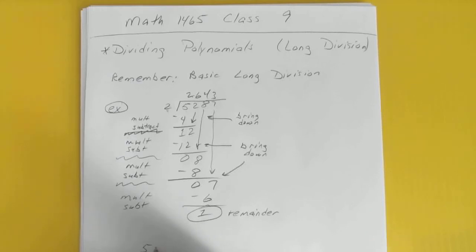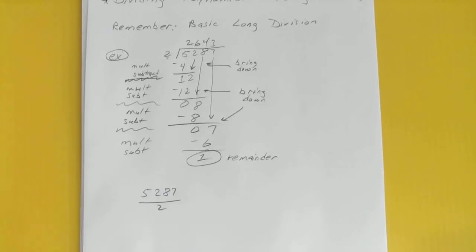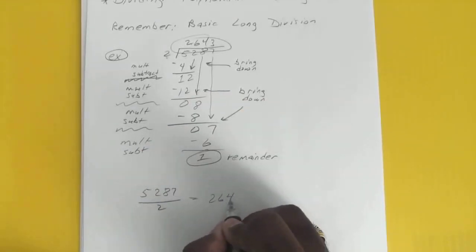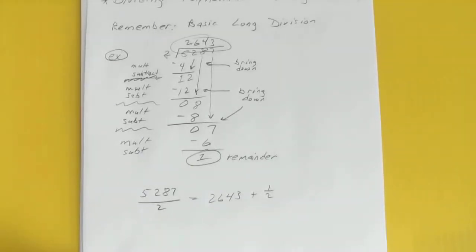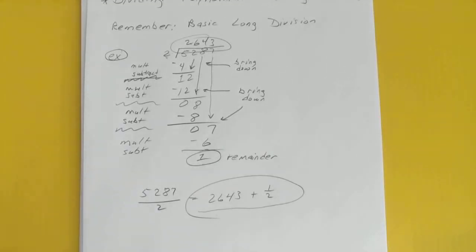Okay, so we know that 5,287 divided by 2 is going to equal 2,643 and our remainder, which is just plus 1/2, which is our remainder over our denominator. Now, this is kind of the basic, but the steps are exactly the same for polynomials.